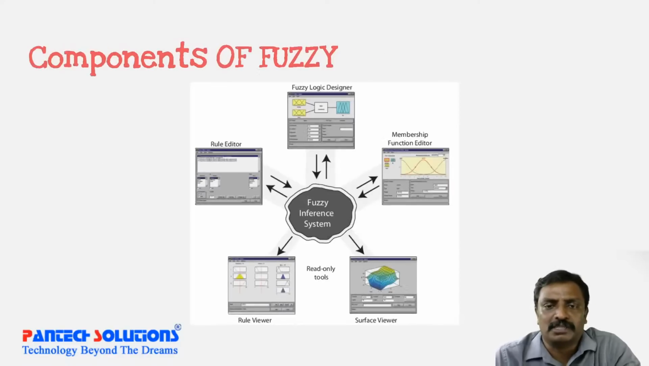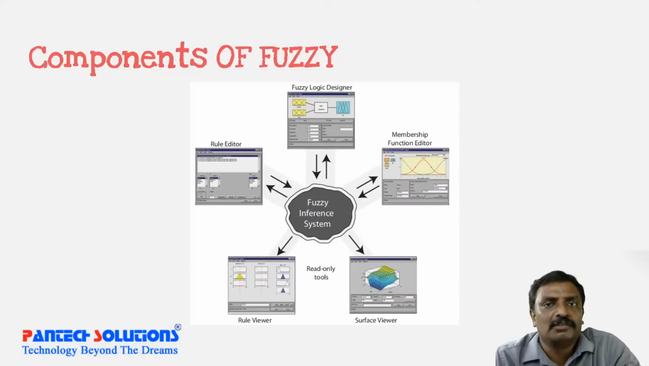So the components of fuzzy: if you go into Matlab, there are certain components of the fuzzy inference system. With the help of the fuzzy logic designer, you could add the inputs and you could add the output. You could change the type of the system. Basically, there are 2 types: one is the Mamdani based system and the other is the Sugeno based system. So you could choose the type of the system and choose the input. You could add and select the membership function on the fuzzy logic designer.